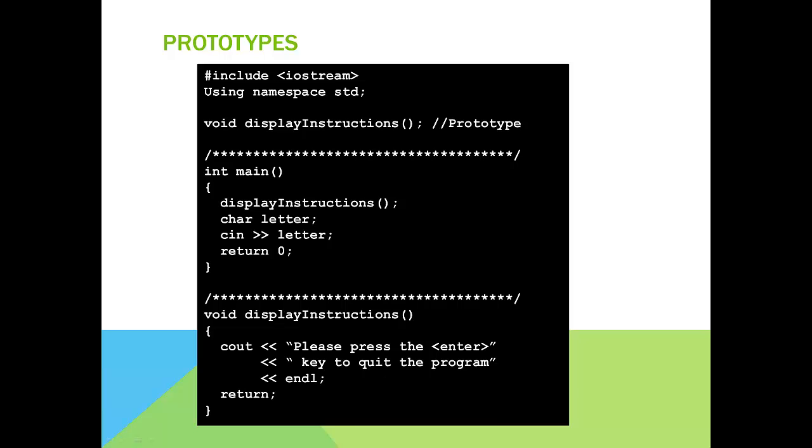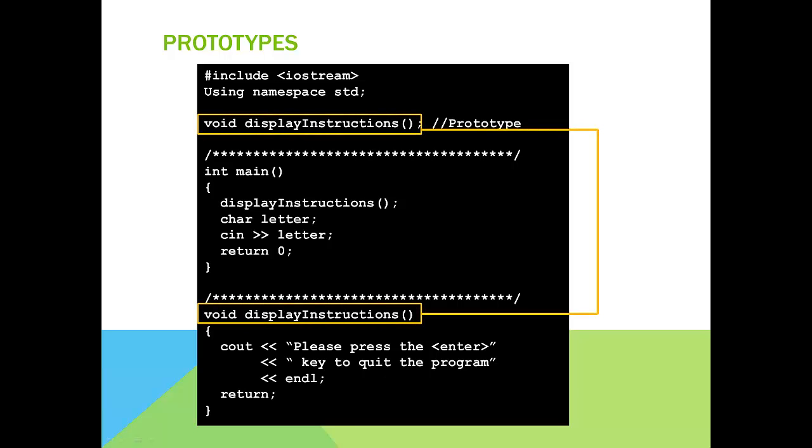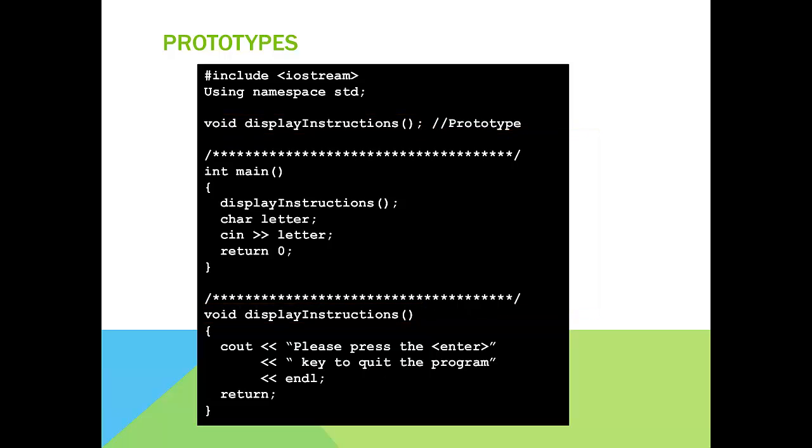A prototype looks identical to the function header, but without any code. Prototypes tell the compiler that even though the function hasn't been defined yet, it will be defined later in the code. Note that a prototype is followed by a semicolon. Take note that this line is the function call.